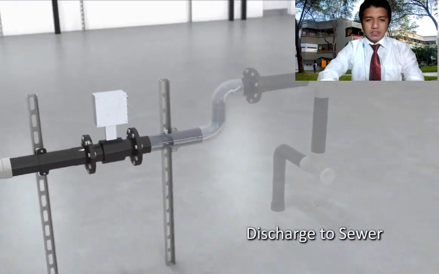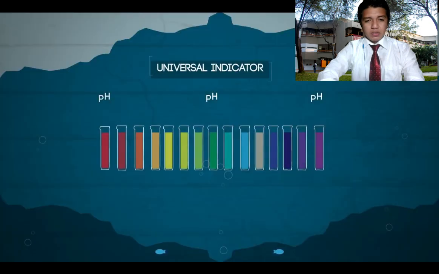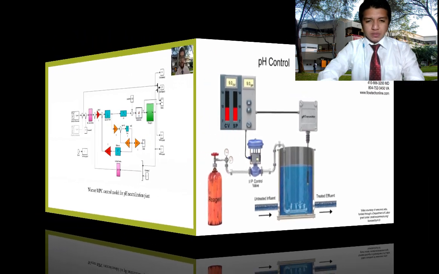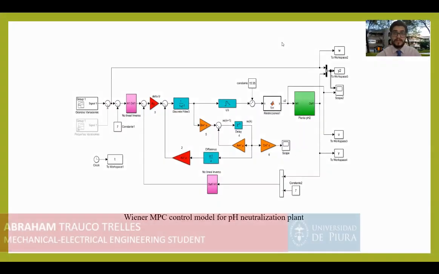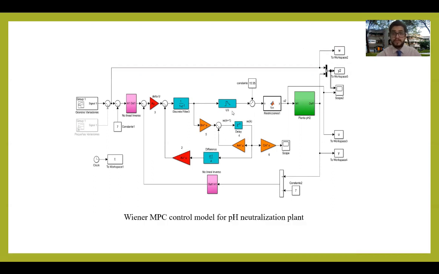Therefore, it is extremely important to be able to control this process so that the pH value remains at 7, that is, neutralized. For this project, the model of a pH plant from the University of California is used. The purpose of this work is to design a predictive control model, an MPC, to control a pH neutralization plant.